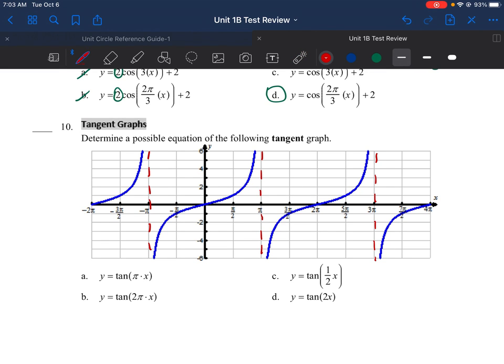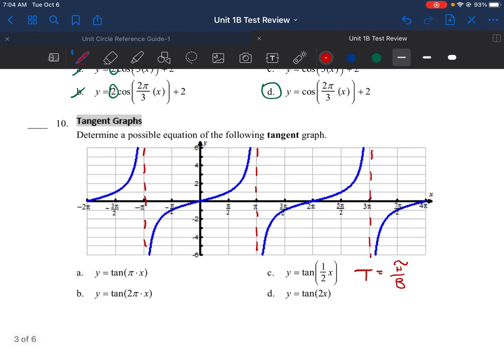The period is not 2 pi over b, but rather the period is pi over b. So we can see that for tangent, the period is pi over b, and we already know that the distance from asymptote to asymptote is 2 pi, so we know the period is 2 pi. So I'm going to replace t with 2 pi. 2 pi equals pi over b. And let's go ahead and solve.